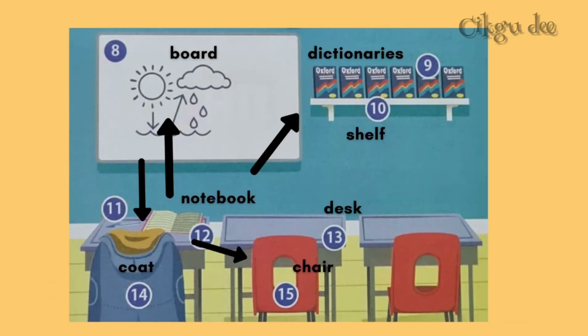Okay, children, where is the board? The board is opposite the desk. Where is the notebook? The notebook is on the desk. And where are the dictionaries? The dictionaries are on the shelf. And where is the chair? The chair is under the desk.